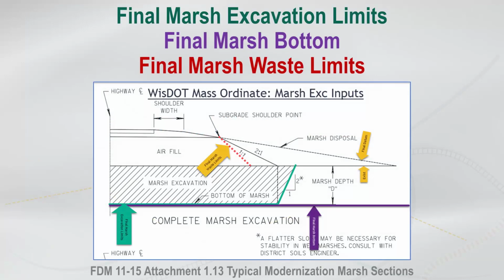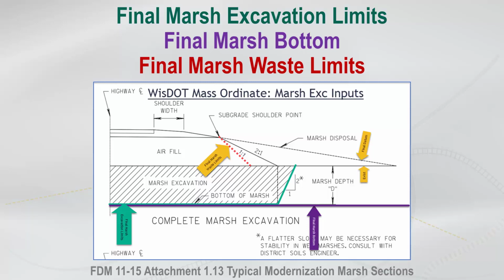The graphic shown on the screen is a construction detail that is typically used in WisDOT plans. The purple line represents the marsh surface. This establishes the depth to which the marsh excavation will take place. The green line is the limits of the marsh excavation itself for the roadway, and the red dashed line is the marsh waste limits. Beyond this one-to-one slope, EBS and marsh material may be placed in the embankment.